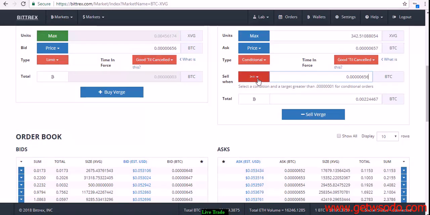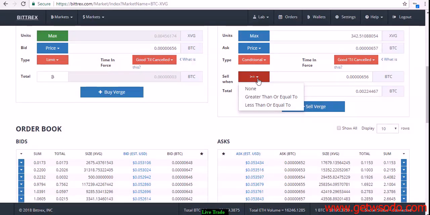Now, I could also do a sell down. So where you would use a greater than or equal to is if you wanted to go, okay, well, I want to put a sell in at 1,000 Satoshi, but if the market continues to surge past that, I want to take advantage of that. That's where it would be greater than or equal to.